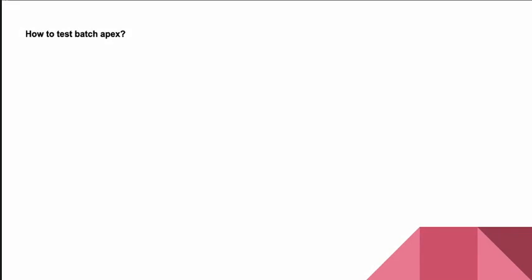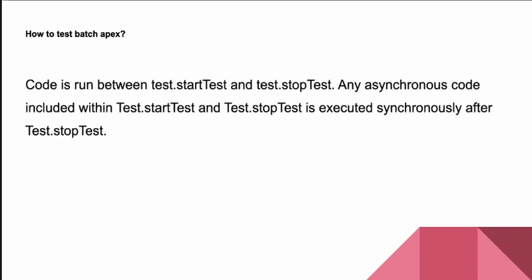If I want to test a batch class, I need to remember that it should be run between Test.startTest and Test.stopTest. Any asynchronous code should be included within startTest and stopTest, and is executed at that time. That's correct. Also, we should test with bulk records, not just single records. Yes, bulk records as well. Okay, that's correct.